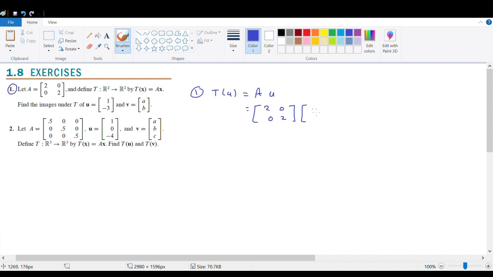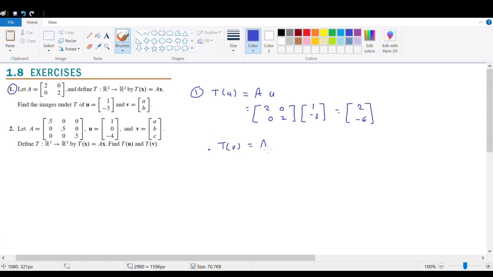So here A, this is u: 1, minus 3. Now we do the multiplication. 2 multiplied by 1, 2, plus 0, so this one is 2. 0 multiplied by 1 plus 2 multiplied by minus 3, this one is minus 6. So this is T(u).